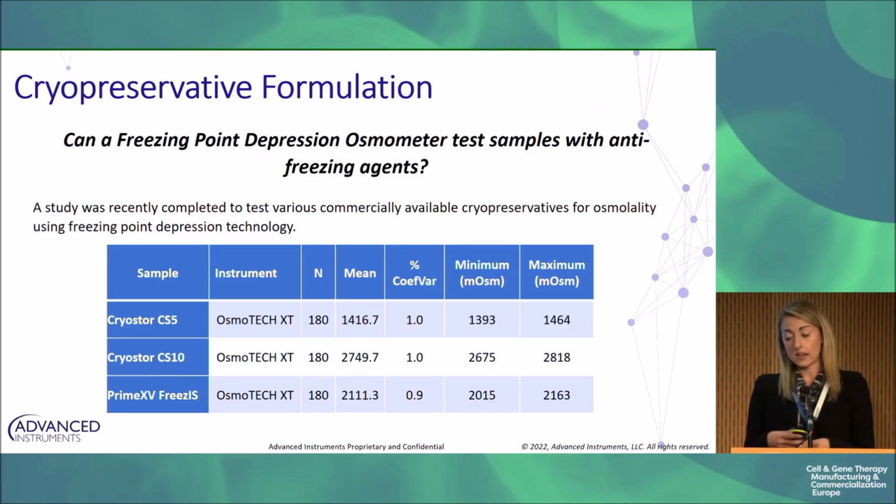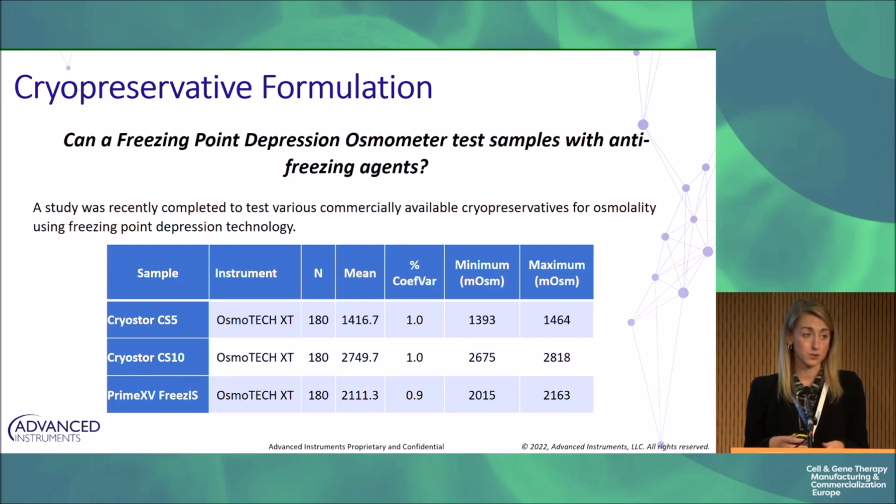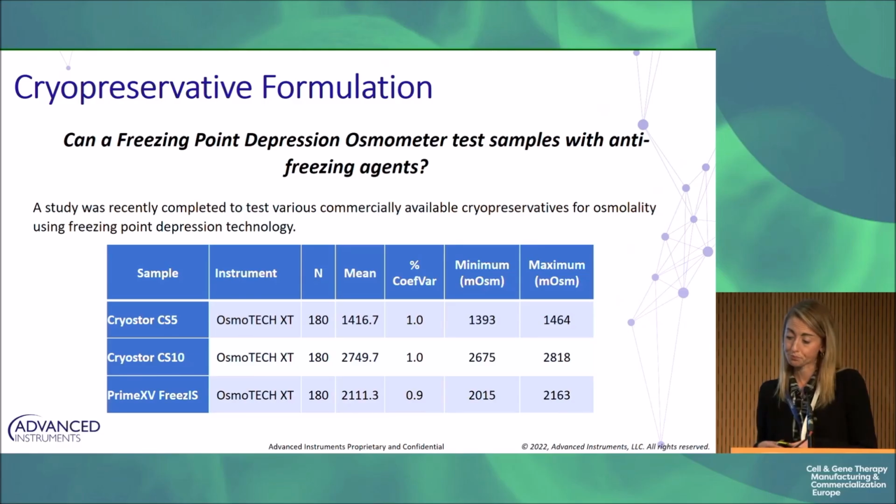So you can see that internally we did a study. So you've got some commercially available cryopreservative reagents here. And we tested our specifically designed instrument on these samples. And you can see there's quite a difference in terms of osmolality results. You can go up to over 2,800 milliosmoles with CryoStor CS10. And previously, instrumentation on the market has struggled with these higher concentration samples that are slightly more complex in terms of excipients. But our Osmotec XT was able to do this with minimal coefficient of variation as well.